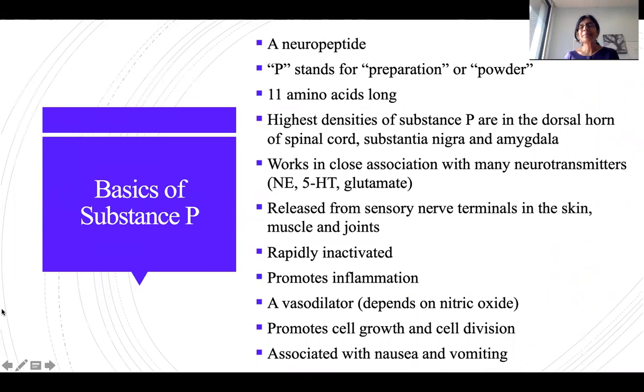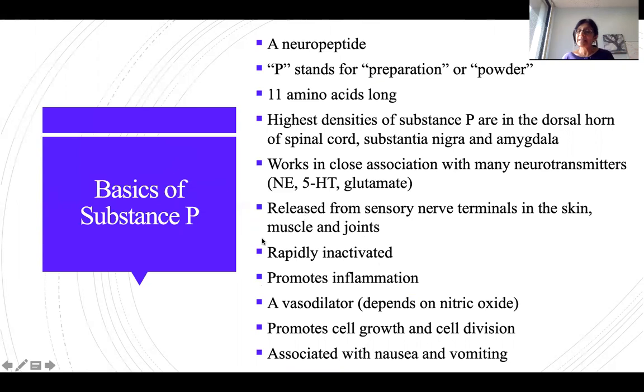P in substance P stands for preparation or powder. Substance P is a peptide that's made of 11 amino acids. Its concentration is greater in the dorsal horn of spinal cord, substantia nigra, and amygdala. It works closely with many neurotransmitters, norepinephrine, serotonin, glutamate are a few mentioned here.